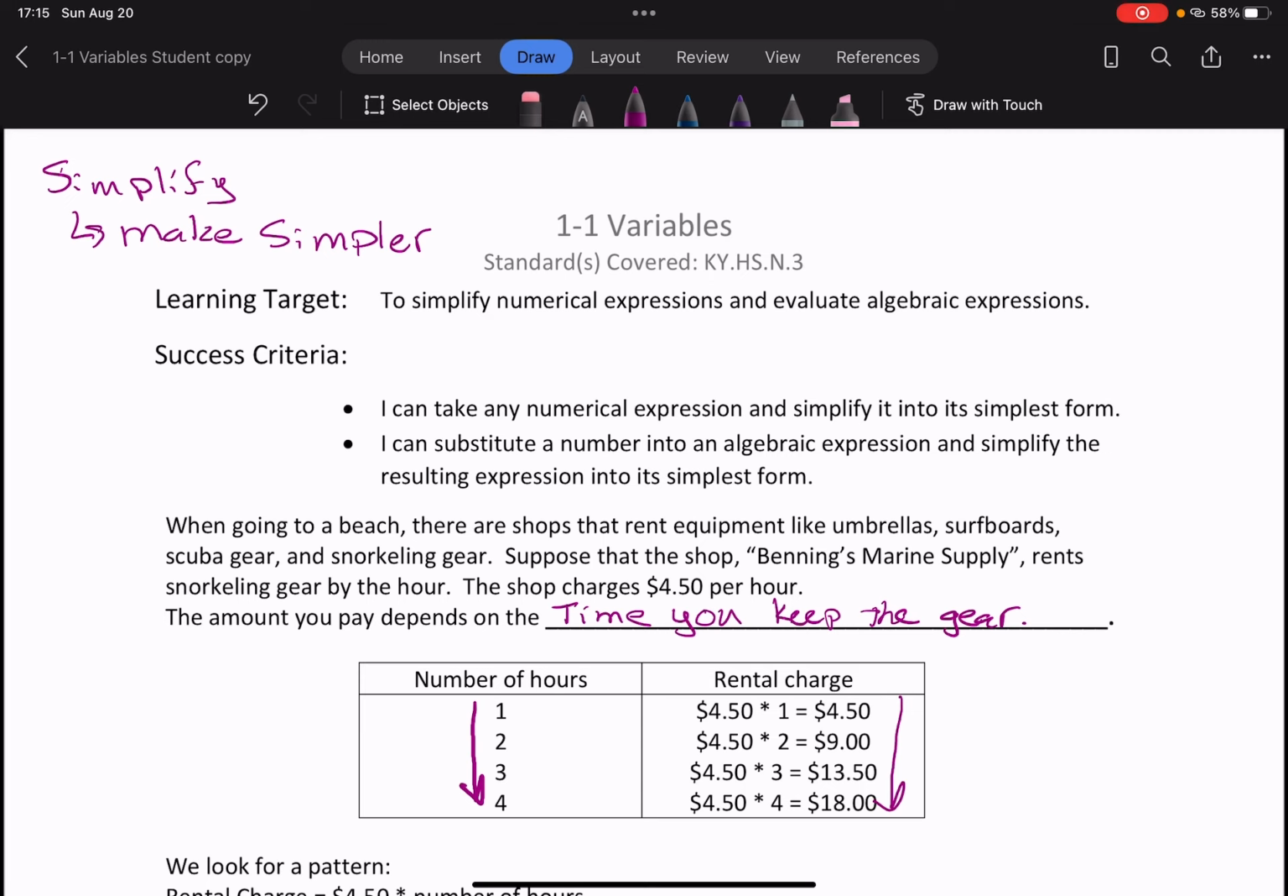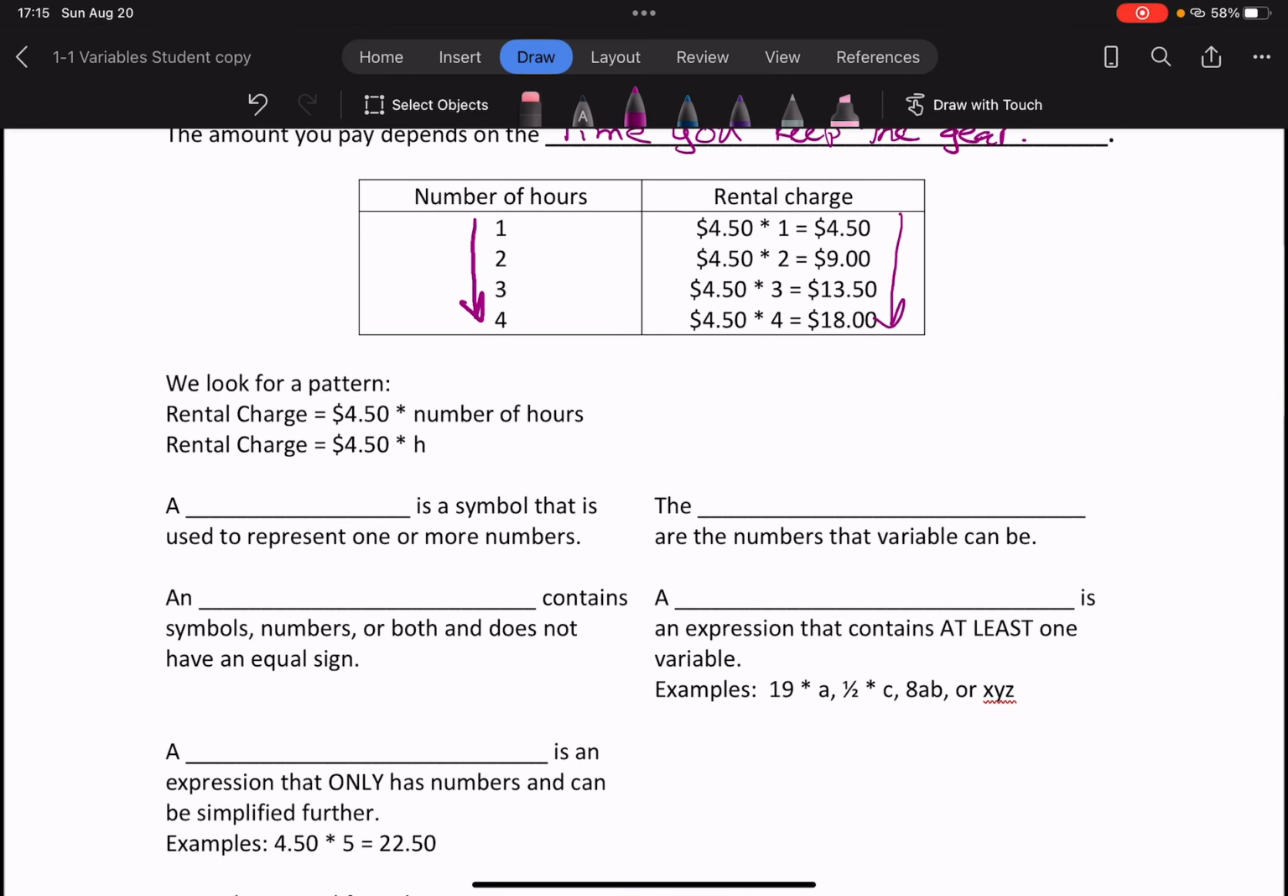So what we do in this case is we start to look for a pattern. And so we can say the rental charge is $4.50 times the number of hours. Or another way that I write it is that the rental charge is $4.50 times H. So we just made an equation here, and we use the variable H because it represents hours.